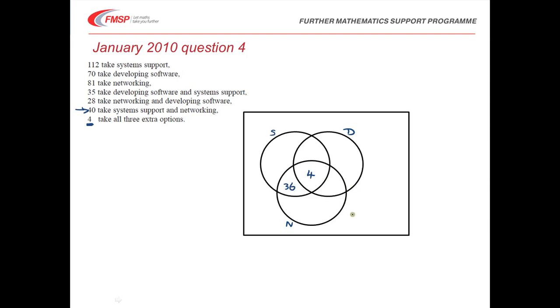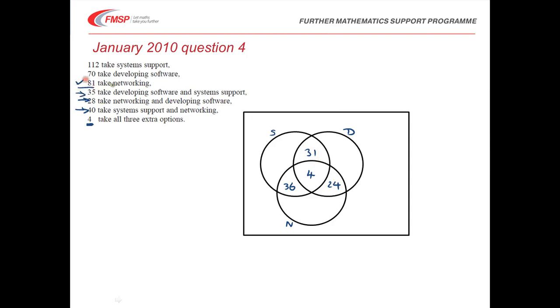So this is where your second method mark is coming from, demonstrating a subtraction so that the intersection between S and N still adds up to 40. So we take each one in turn. So networking and developing software is going to give me 28, so I need 24 in that region. 35 for developing software and system support, so I need 31 in this region. So that's that section sorted out.